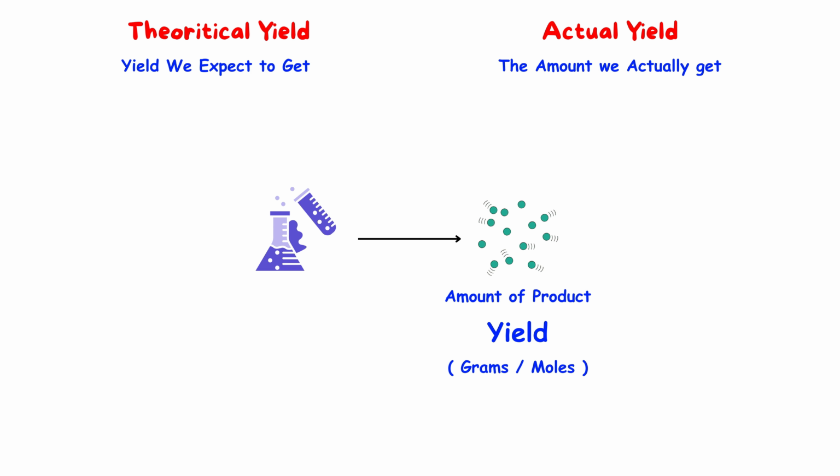The first is the actual yield, which describes the amount of product that we actually obtain when we carry out the reaction in a real-life situation, including any practical losses or inefficiencies. The second is the theoretical yield, which is the amount of product that we would expect to obtain based purely on a balanced chemical equation and assuming that everything goes perfectly without any side reactions or losses.